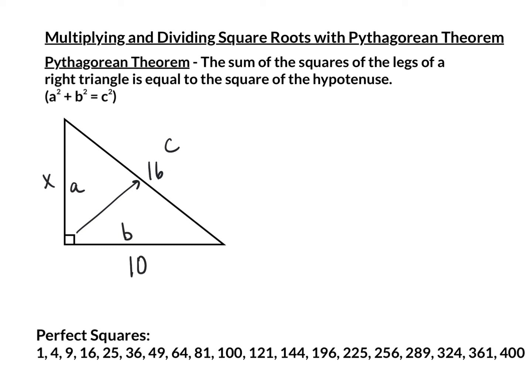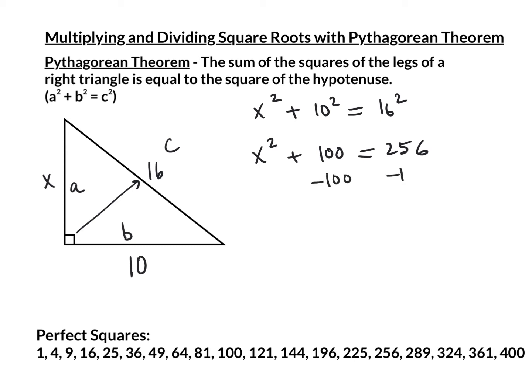Here then, a squared plus b squared equals c squared is going to be x squared plus 10 squared equals 16 squared. We're going to solve for x. X squared plus 100 equals 256. We'll take 100 off each side and get the x squared by itself. X squared equals 156. Now we need to find the largest perfect square that divides evenly into 156. Start at the beginning. Remember, 1 isn't very useful here. We got to start at 4.